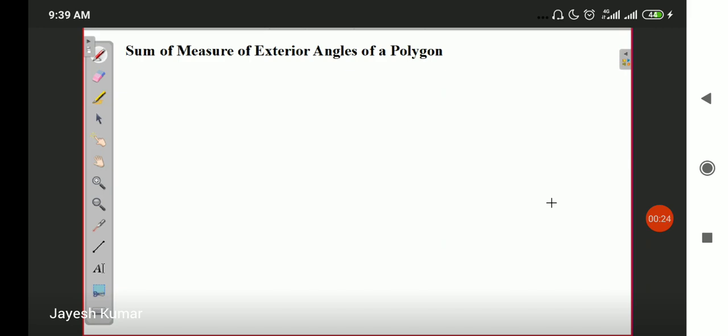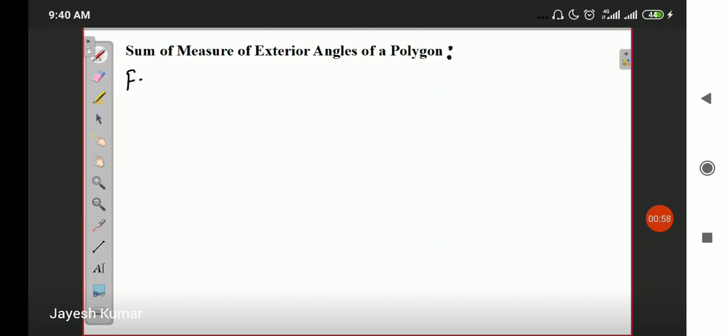Okay, so we will start with sum of measure of all the exterior angles of a polygon. That is the name of the topic that we are doing currently, and based on this topic we will be attempting exercise 10.2. Once more, all the theory part is to be done in your class copy, and you have to do questions in your homework copy that I mention in every video. So we'll start with sum of measure of exterior angles of a polygon.